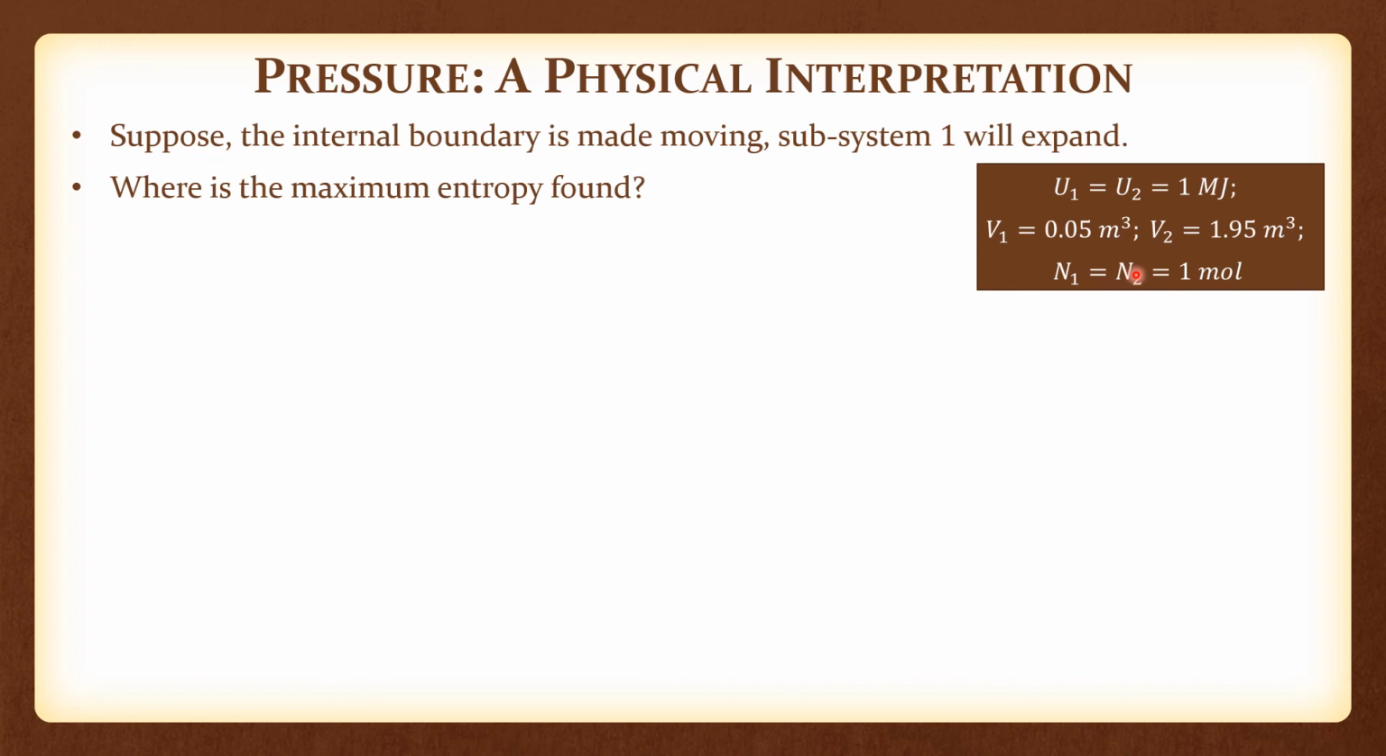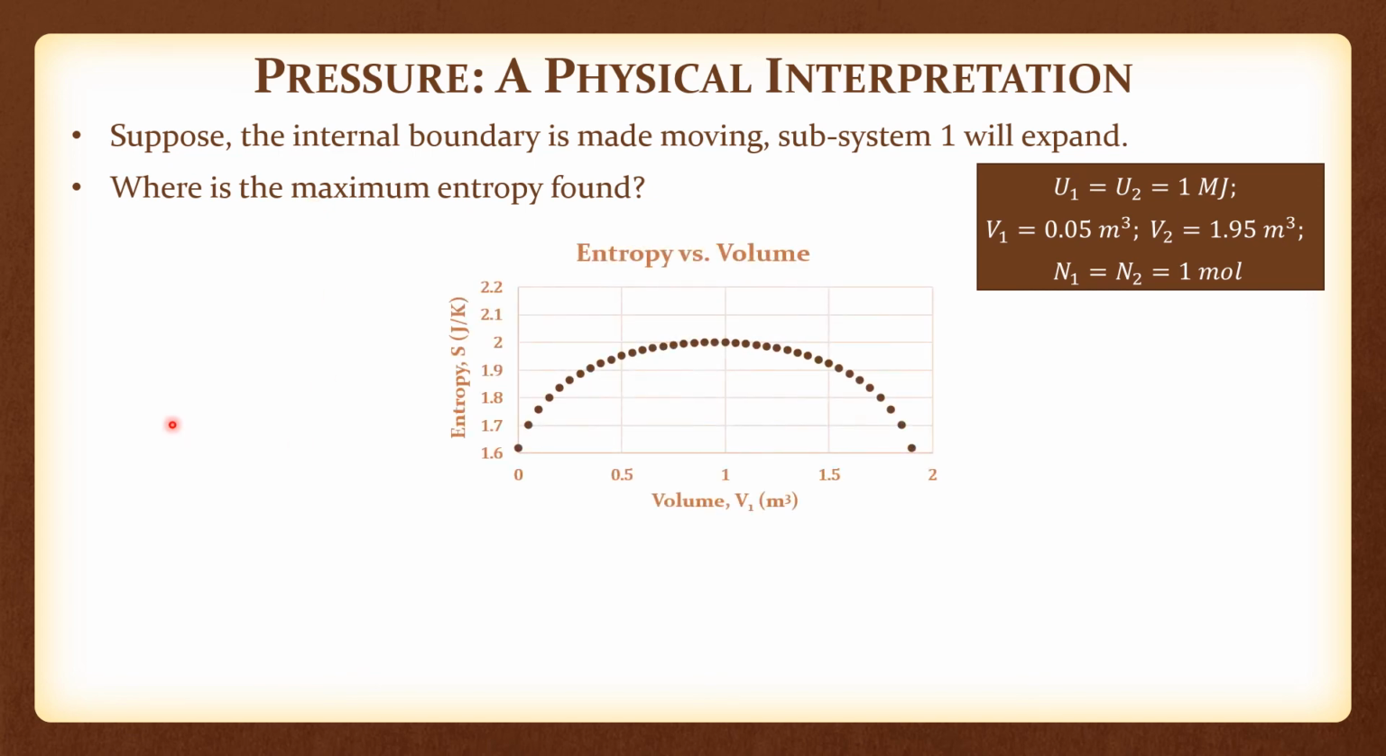So let us try different values of V1 and V2, that is the degree of freedom. So we can change V1 and V2. V2 is simply 2 minus V1 because V1 plus V2 equal to 2 meter cube is a constraint. So there is only one independent variable really. So let us change the volume and see where we are going to find the maximum entropy. If one were to plot entropy as a function of volume, the maximum entropy is found to be 2 joule per Kelvin, and that corresponds to the volume being 1 meter cube. In other words, both have the same volumes.